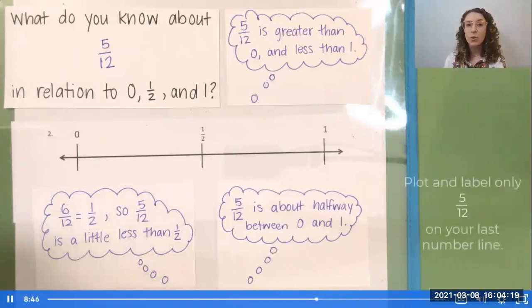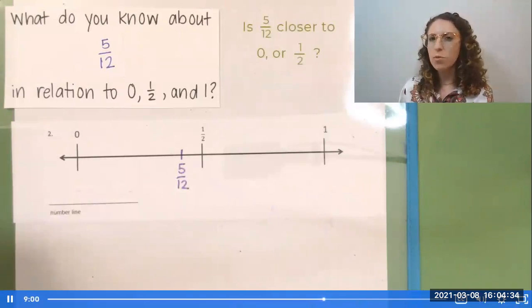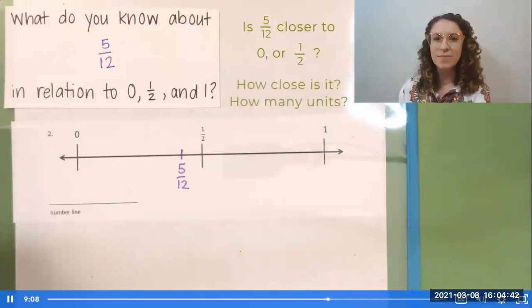Plot and label only 5/12 on your last number line. Where do you think it should go? What do you think? Is yours in about the same place as mine? Is 5/12 closer to 0 or closer to 1/2? It looks closer to half, but how close is it? How many 12s?